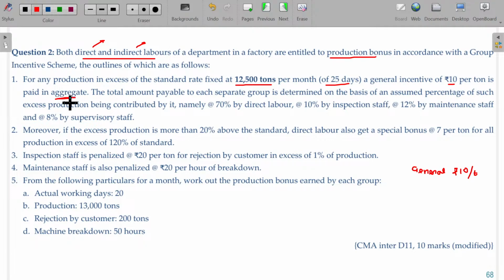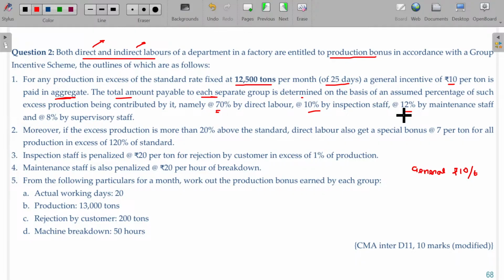In aggregate, the incentive may be payable for the direct as well as indirect laborers. The total amount payable to each separate group is determined on the basis of an assumed percentage of the production being contributed by it. So this incentive will be payable 70% for the direct laborer, 10% for the inspection staff, 12% for the maintenance staff and 8% for the supervisory staff.